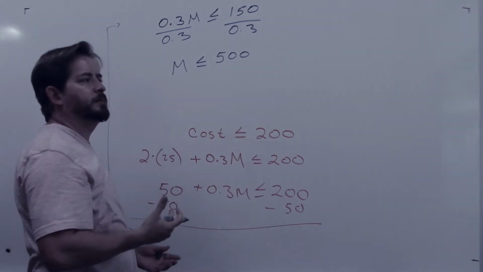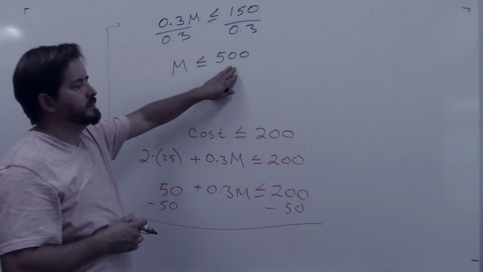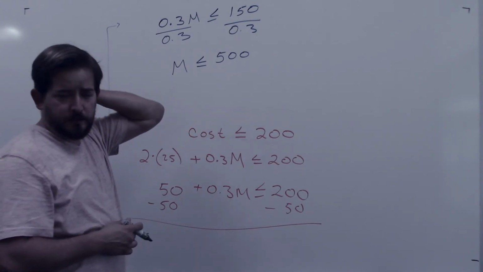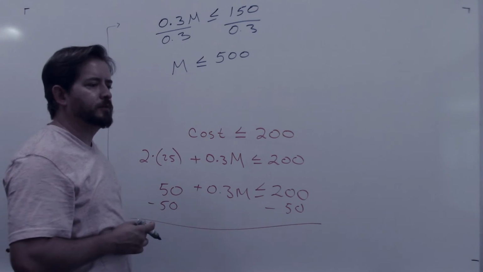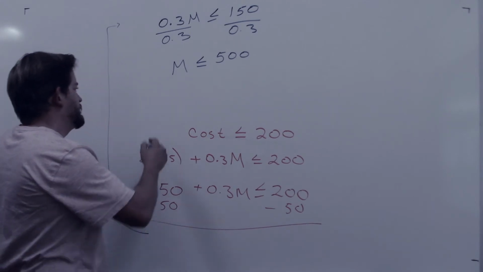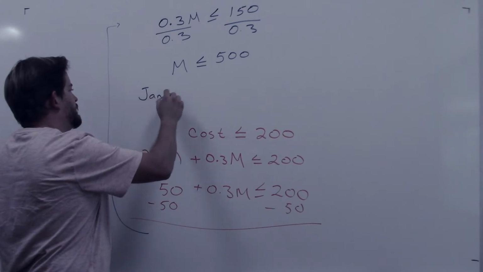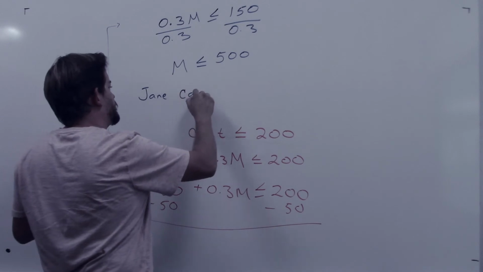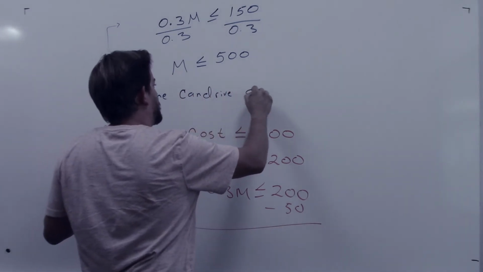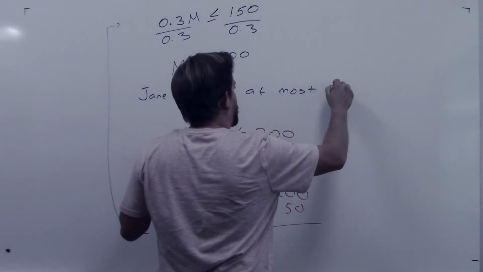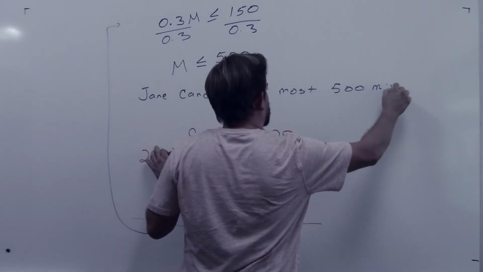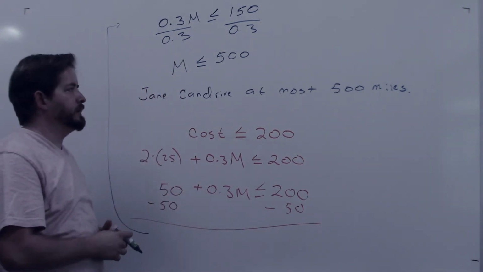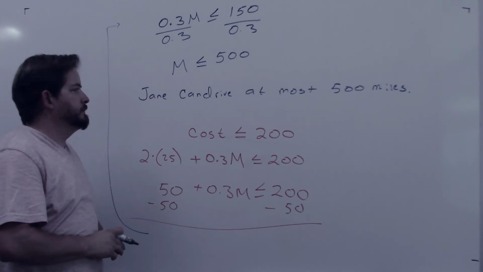So this is a real world problem, and so it doesn't make sense to say strictly less than 500. Mathematically, that means she could drive negative miles, and that's not really in the realm of reality, right? So you can write this, if you wrote Jane or Jill or whatever her name was, can drive at most 500 miles, right? We would all understand that you can drive anywhere between 0 and 500 miles, right?